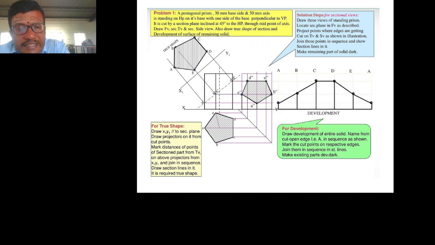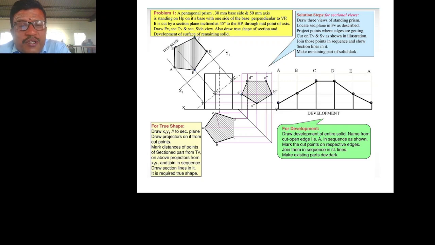So ABCDE is the pentagonal profile and the height will be in the front view. So now we are drawing the side view also. Now a section plane 45 degree to HP, passing through the midpoint of the axis.